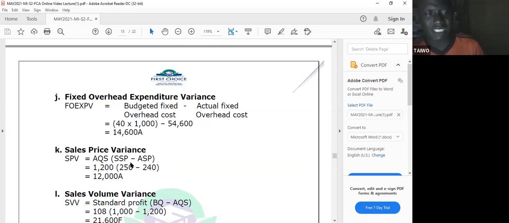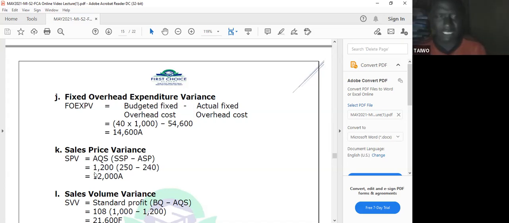It's equal to actual quantity sold times standard selling price minus actual selling price. How much do we want to sell the product for, and how much did you actually sell the product for? I wanted to sell for 250 naira. We eventually sold it at 240 naira. What's the difference? The difference is 10 naira times 1,200, which is the actual quantity sold. That gives you 12,000 adverse. That is that for that.